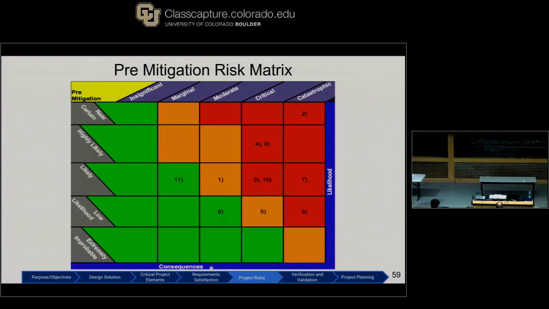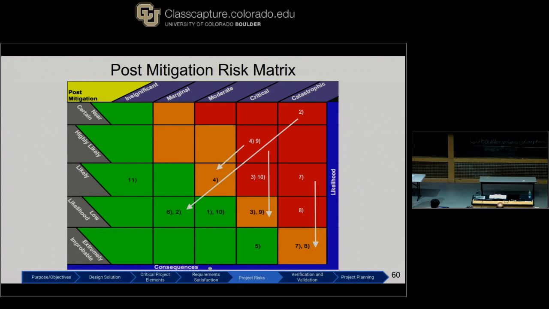Here you can see our pre-mitigation risk matrix, and after we apply our mitigation plan, we move out of the high-risk zone here, and we still have a few moderate risks here, and we'll be keeping these in mind as we move forward.